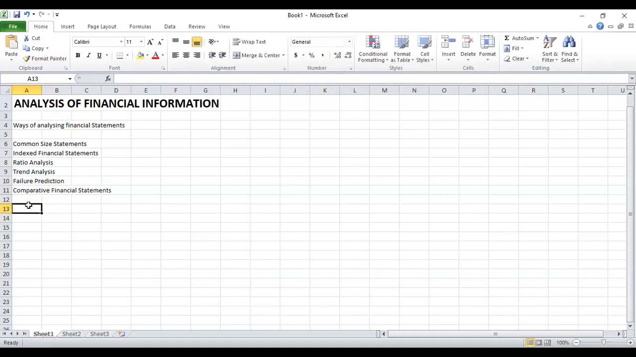When it comes to ratio analysis, we classify them into different categories. Again, I'll ask you to look at this part in your study guide. We have what we call profitability ratios. These profitability ratios measure the profitability of the business. Then we have liquidity ratios, which measure the ability of the entity to meet its short-term liabilities.